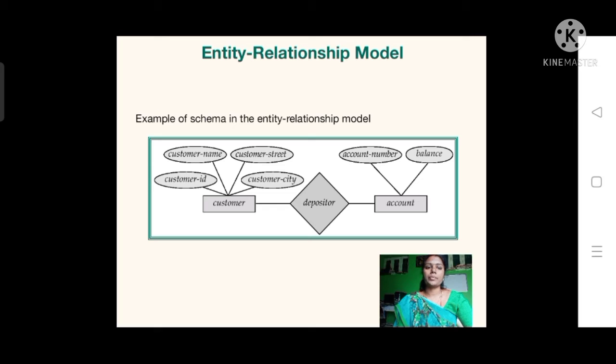Here is the ER diagram specified with the customer and the account. Customer contains the schema such as customer ID, customer name, customer street, customer city. And the account schema is the account number and the balance. Here, the account number, balance, customer ID, customer name, customer street, customer city are called attributes. Here, the customer, depositor and account are called the entities. Depositor is the relation between the customer and the account table.